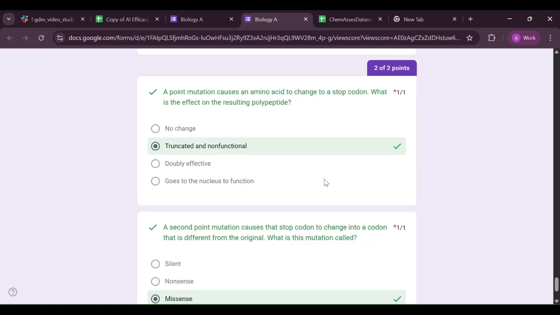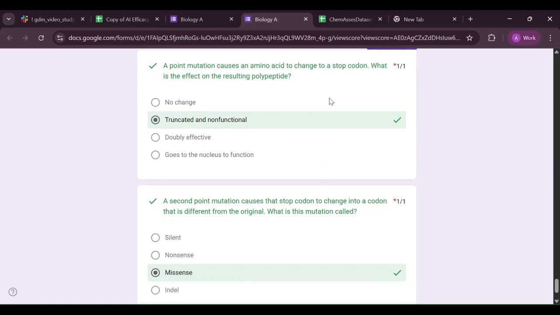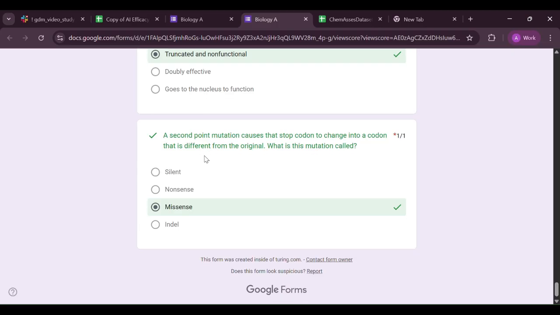Followed by this is the last part. A point mutation causes an amino acid to change to a stop codon. What is the effect on the resulting polypeptide? As we remember, it is the property of a nonsense mutation, which is truncated and non-functional. Therefore, option B is correct, and I have answered it correctly.